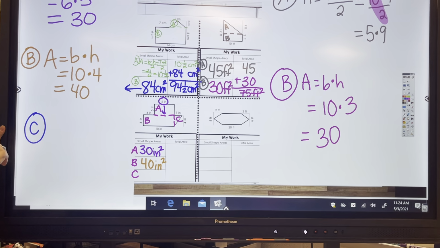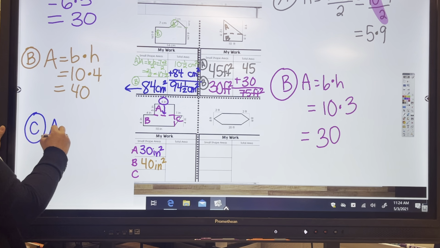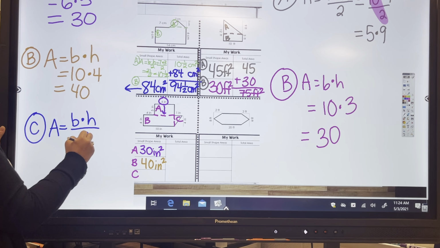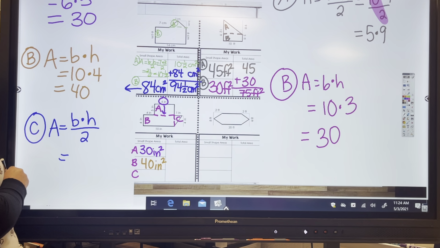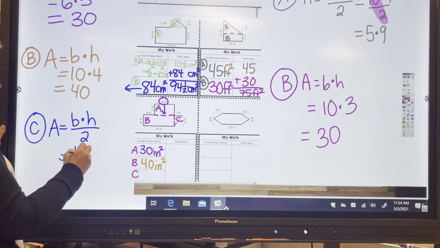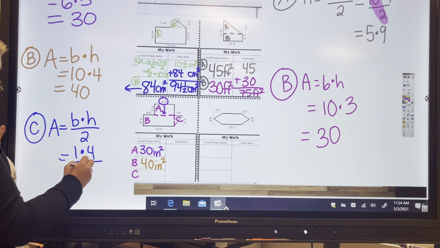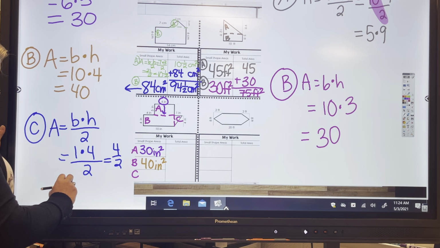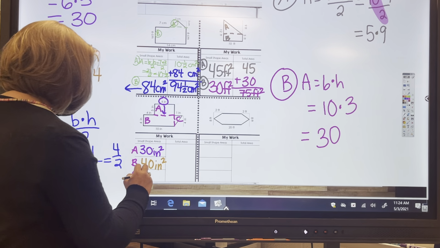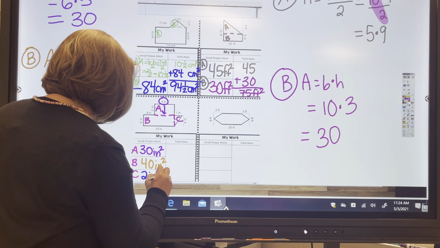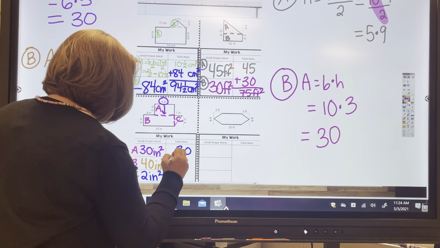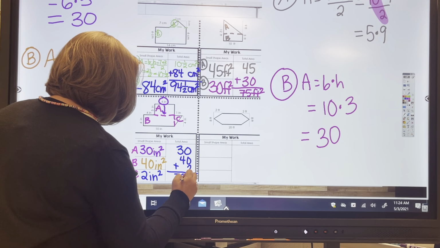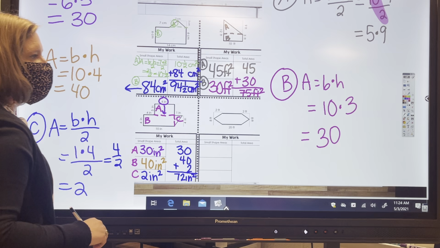What shape is C? So what's the formula? What's the base? The base is 1. What's the height? 4. What's 1 times 4? What is 4 divided by 2? So we have 30 plus 40 plus 2. So what's the total? 72 inches squared.